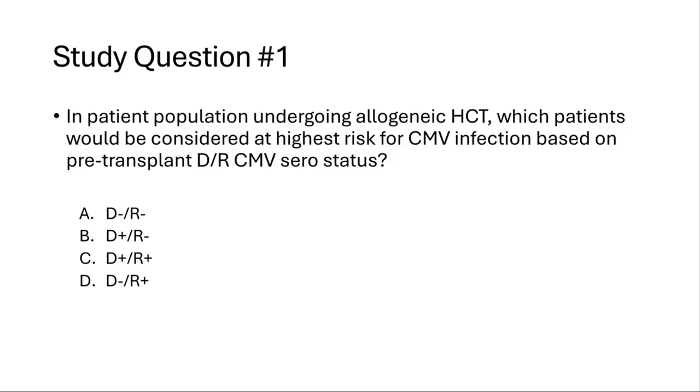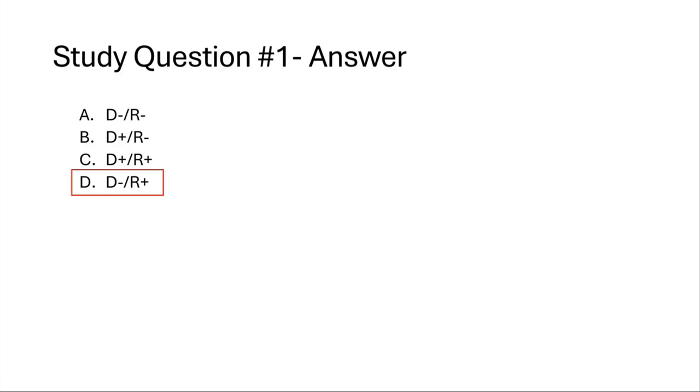D. Sorry. Perfect. D. So they will give you these four choices, and what you have to remember, who is the highest risk? That you have to remember for solid organ transplants versus hematopoietic stem cell transplants. So you're absolutely correct. It's D.